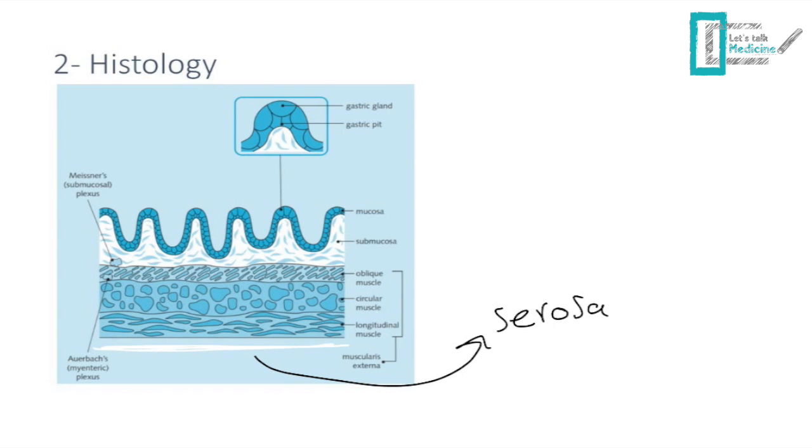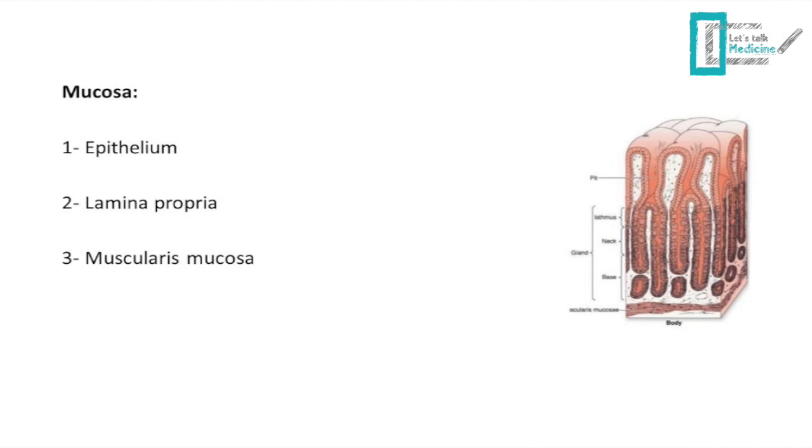These are called rugae. The mucosa is also divided into different parts: the epithelium, the lamina propria, and the muscularis mucosa. Do not confuse muscularis mucosa with muscularis externa. Muscularis mucosa is a part of the mucosa. It is a very thin layer of muscle directly beneath the mucosa, while the muscularis externa is a different part on its own. So these are the different parts of the mucosa.